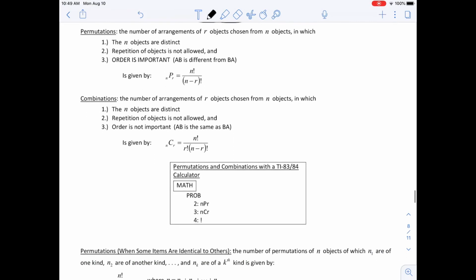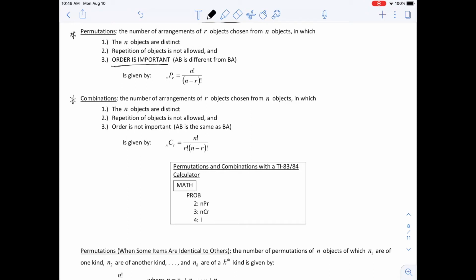The next thing that we have is permutations and combinations, and then how to use our graphing calculator. So a permutation is the number of arrangements of R objects chosen from N objects in which the N objects are distinct, repetition of the objects is not allowed, and our big one here is going to be order is important. So AB is going to be different than BA.